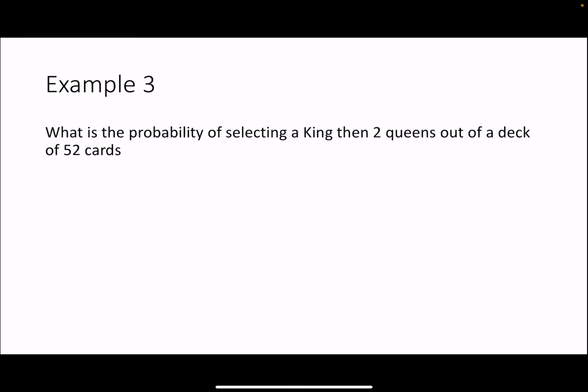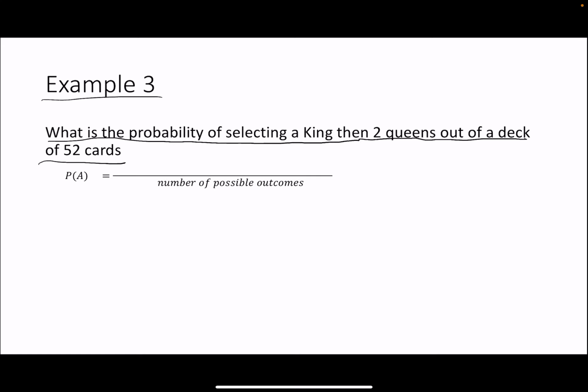Okay, so what is the probability? Example 3. What is the probability of selecting a king, then 2 queens out of a deck of 52 cards? Okay, so I have to select 1 king and then 2 queens. So the probability of that happening is number of possible outcomes over number of ways A can occur. We have 52 choose 3 ways to select 3 cards from 52. And if we plug that into our calculator, we get 132,600.